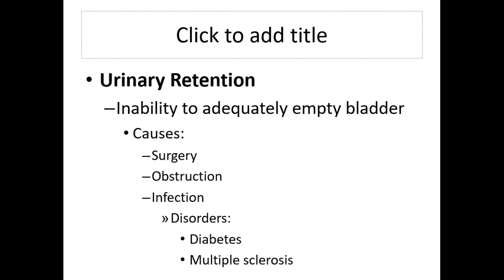Another issue to be aware of is urinary retention. And this is the inability to adequately empty the bladder. So a cause of this could be surgery, or if there's some kind of obstruction or infection that may cause an issue there. If a person has urinary retention, they may need to be straight cathed to get some of that urine out, or to see how much they're holding.